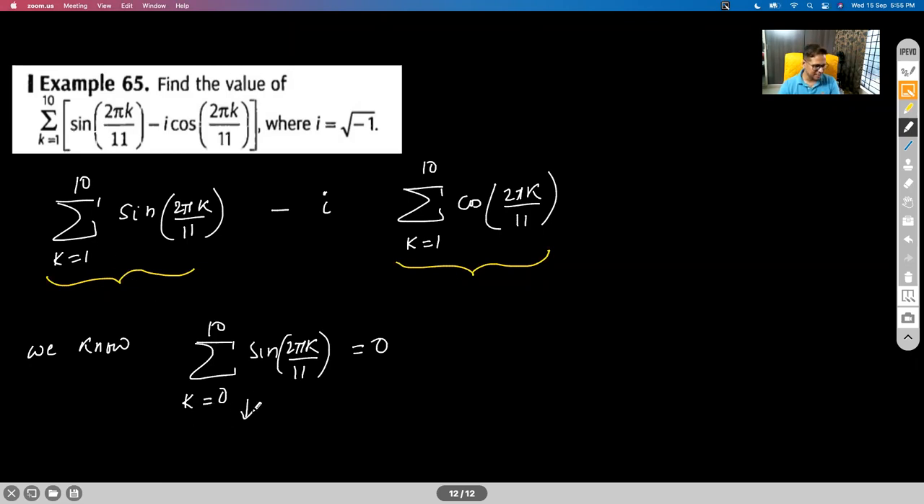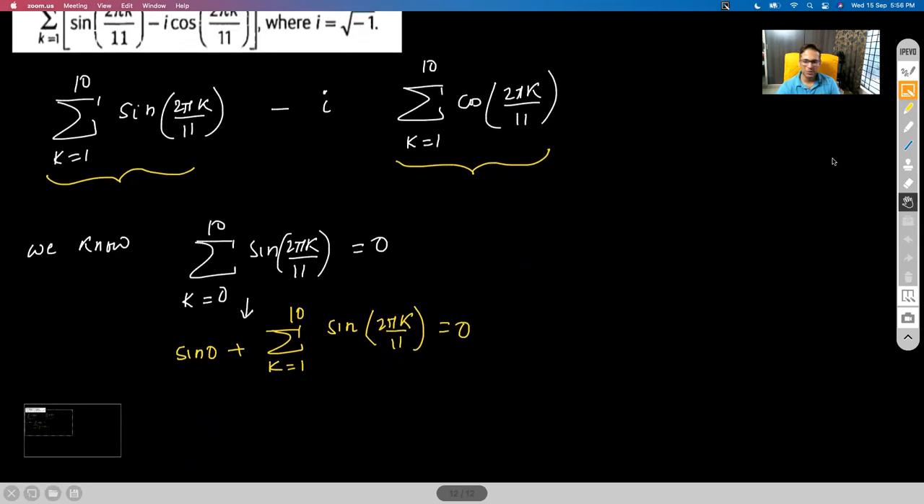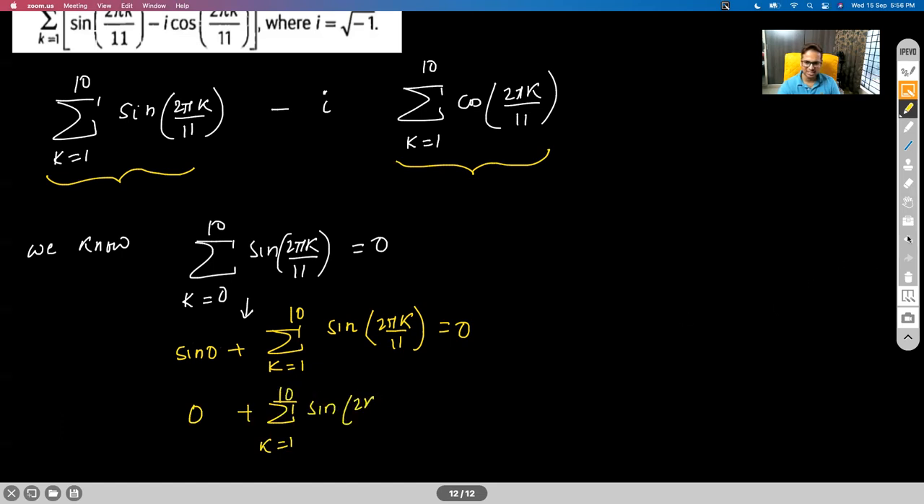Now the question here is asking you from 1 to 10. So simple, I'll break this summation as the first term, which I will write by putting k as 0 manually. So that will give me sine 0, and then summation 1 to 10. So instead of summing from 0 to 10, I wrote the 0 term separately and then from 1 to 10. This gives me 0 again because this is anyway a summation from 0 to 10, and sine 0 is anyway 0. So basically what I achieve here is the fact that this summation is actually 0.